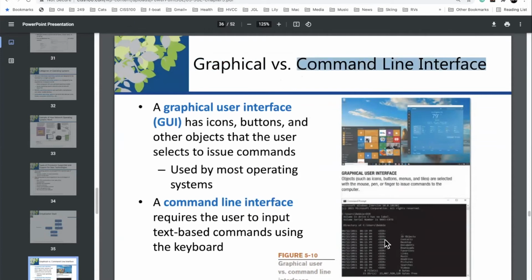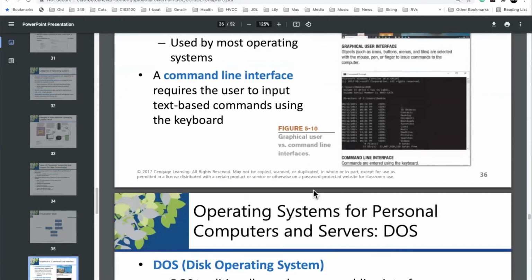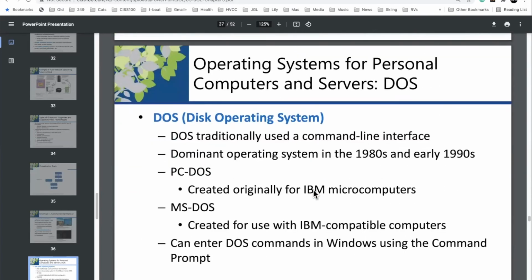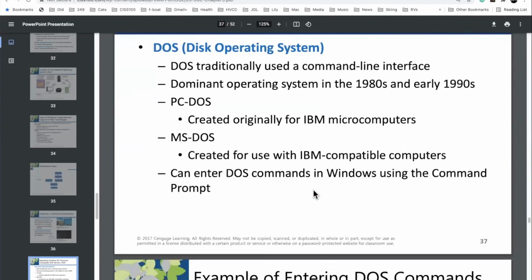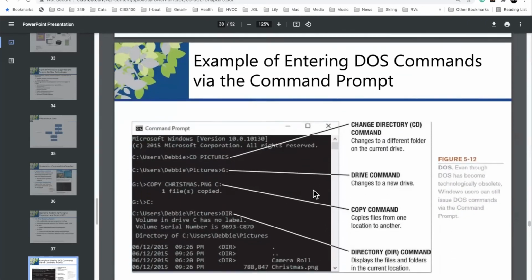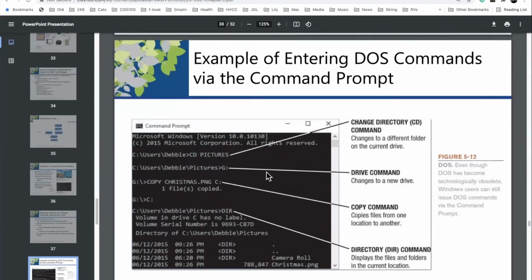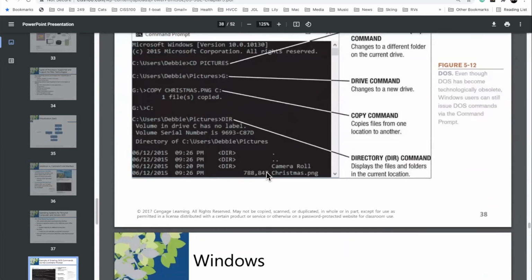The book shows us the DOS, the disk operating system command line interface that is still part of Windows. And I should get a chance to show that real quickly at the end of this class. So I'll demonstrate this rather than going through this slide.